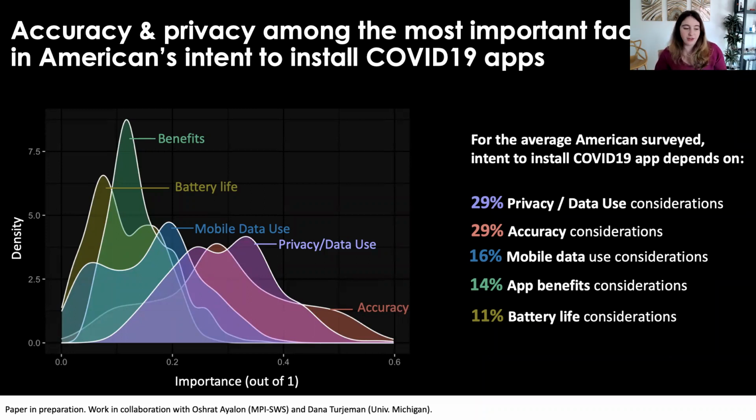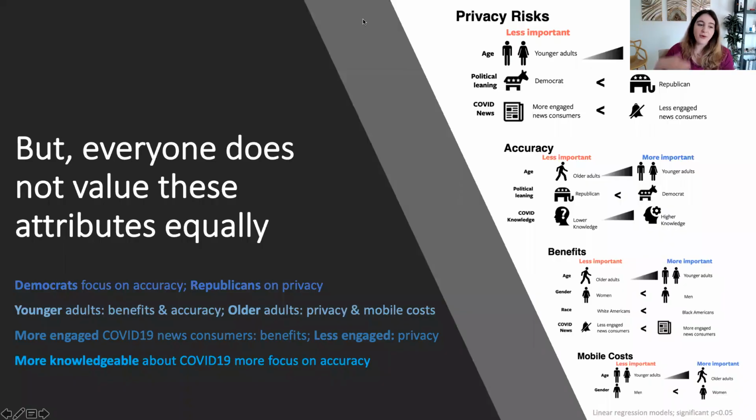So getting back to the question that was asked, is it framed in alignment with what I think it does or not? Okay. So of course, that's kind of the average case. And part of what it shows us is that if we had focused just on privacy, we would have missed about 70% of what people were actually thinking about in terms of whether to install. Now, everyone doesn't value these attributes equally.